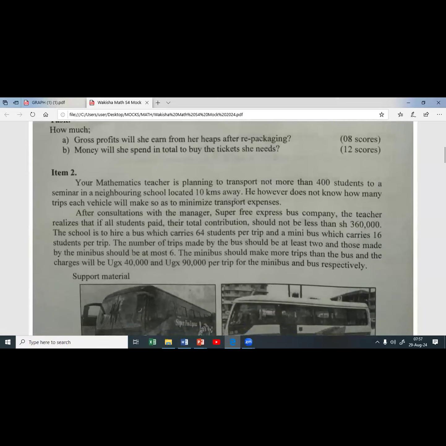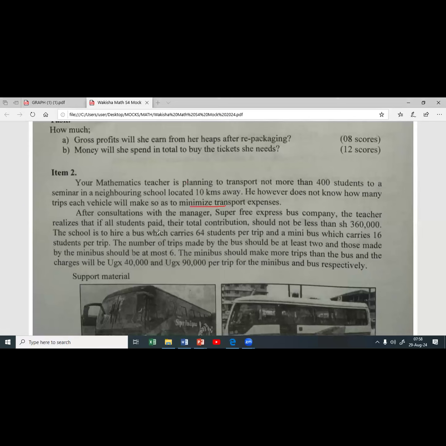Not more than 400 students to a seminar in a neighboring school located 10 kilometers away. He, however, doesn't know how many trips each vehicle will make so as to minimize the transport costs. After consultation with the manager, Super Free Express Bus Company, the teacher realizes that if all students paid, their total contribution should not be less than 360,000.